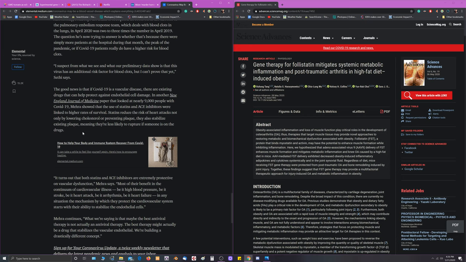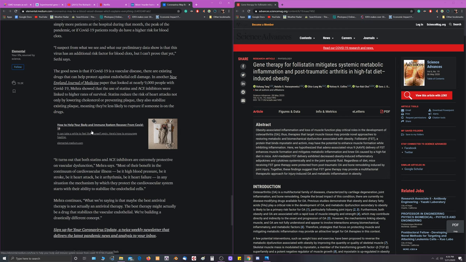So the good news is that if COVID-19 is a vascular disease, there are existing drugs that can help protect against endothelial cell damage. In another New England Journal of Medicine paper that looked at nearly 9,000 people with COVID-19, Mehra showed that the use of statins and ACE inhibitors were linked to higher rates of survival. Statins reduce the risk of heart attacks not only by lowering cholesterol or preventing plaque, they also stabilize existing plaque, meaning it's less likely to rupture if someone is on the drugs.